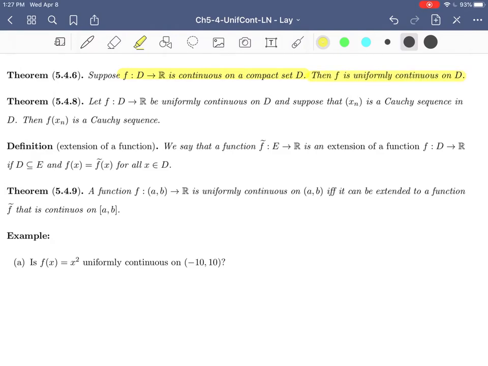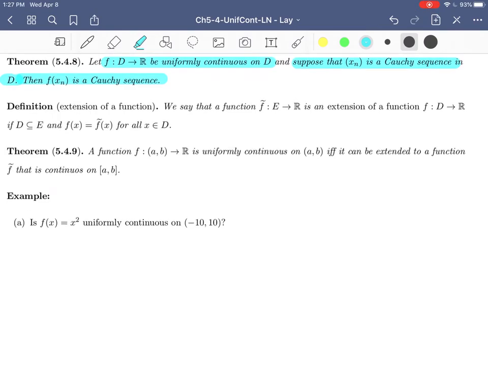Right? So if you can go through and argue that the function is continuous, and you can argue that the domain is compact, so the domain is closed and bounded, then you can say, well, we satisfy both of those things, so it has to be uniformly continuous. The next theorem that we have is if f is uniformly continuous on the domain D, suppose that x sub n is a Cauchy sequence in that domain, then the function evaluated at the terms in that Cauchy sequence is also a Cauchy sequence, right?